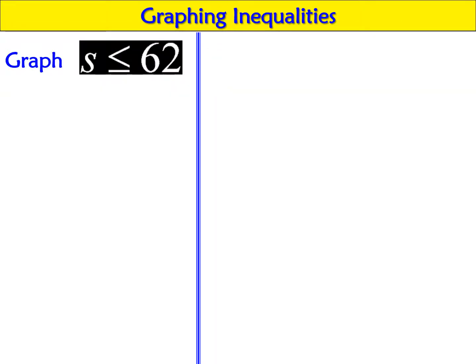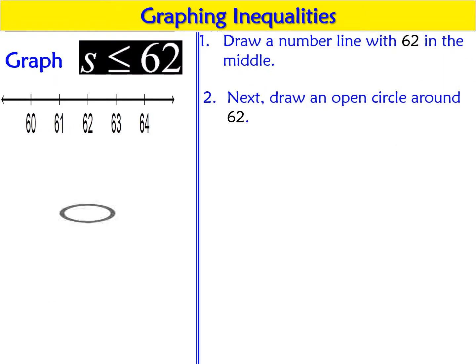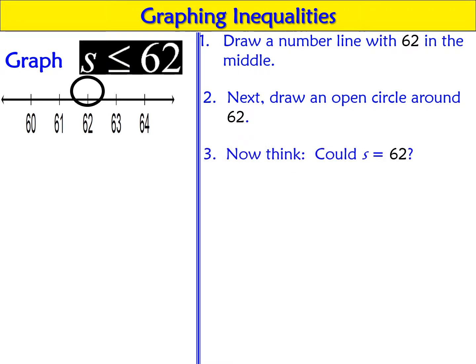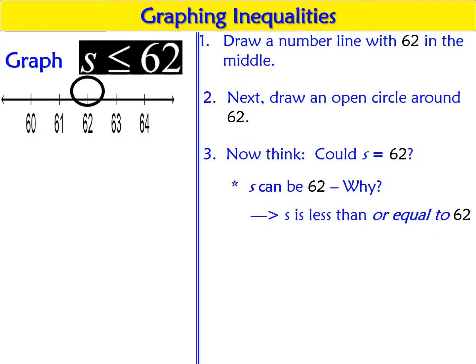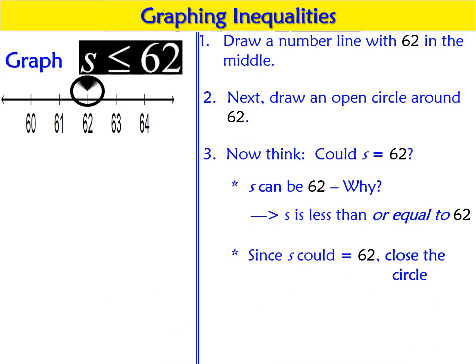Graphing s is less than or equal to 62. Start with our number line, start with our open circle, and again, ask yourself, could s actually be equal to 62? So let's reread it. Replace s with 62. Is 62 less than or equal to 62? It is, because s is equal to 62. So that means we're going to close the circle.